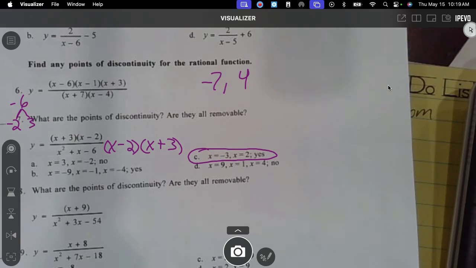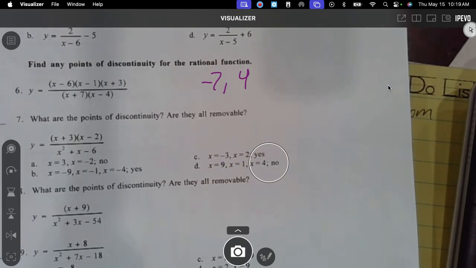Are they removable though? Yes, because what do you notice is in the top? They cancel out. The exact same thing. So yes, they're removable. Will it always be the same number at the top? If it's removable, yes. Like if it said x minus 2, x minus 3, then they wouldn't have both been removable, right? Because it had to be the exact same thing written. Because that would cancel out. That's what removable means. Does it cancel out?